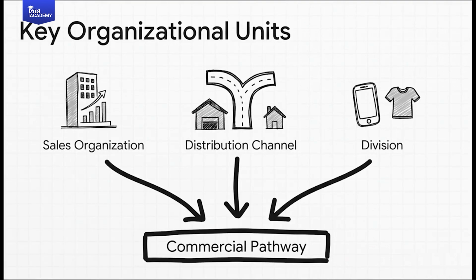And here are the three big ones you need to know. You've got your sales organization, your distribution channel, and your division. So what do they do? Well, think of it like this. The sales org is who is responsible for the sale. The distribution channel is how you're selling it, like are you going wholesale or direct to customers? And the division is what you're selling, like which product line is it? When you put all three of those together, bam, you've just created a specific business pathway inside the company.